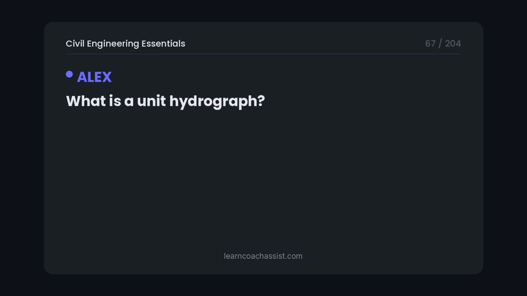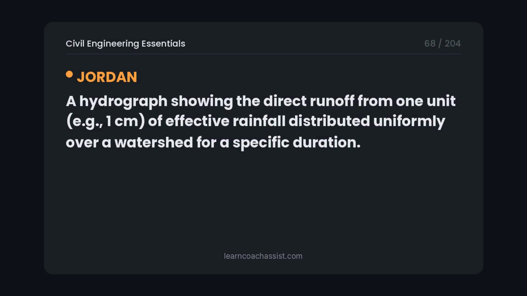What is a unit hydrograph? A hydrograph showing the direct runoff from one unit, e.g., 1 centimeter, of effective rainfall distributed uniformly over a watershed for a specific duration.